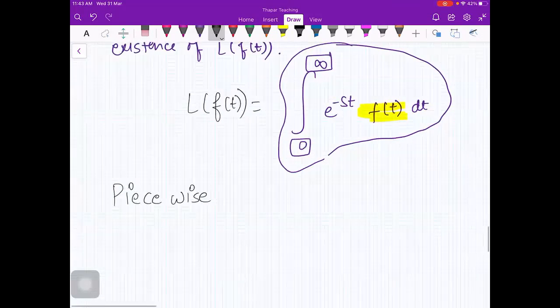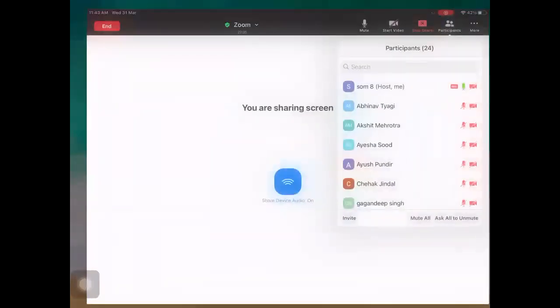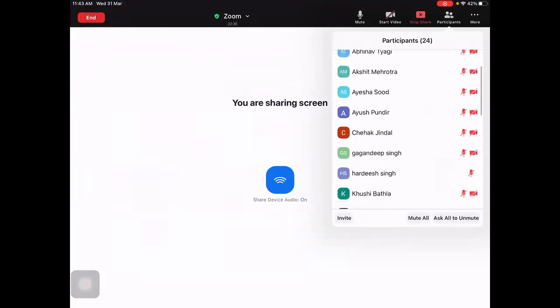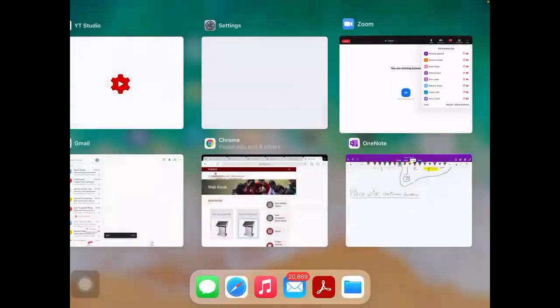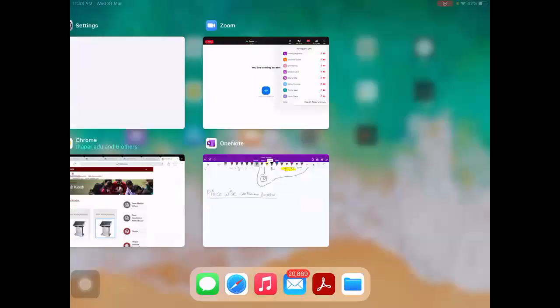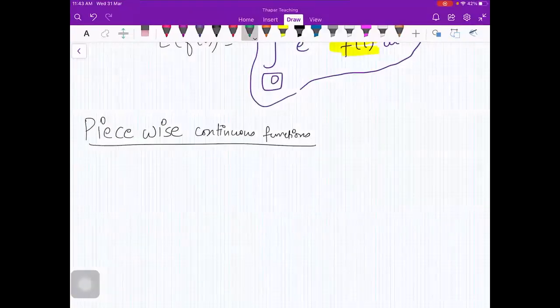Piecewise continuous functions. Do you know what piecewise continuous functions are? Anybody? Am I audible? Yes, ma'am, you're audible. Do you know what a piecewise continuous function is? Functions which are continuous on a particular range for the domain. Yeah, but piecewise, right? So okay, I will tell you.